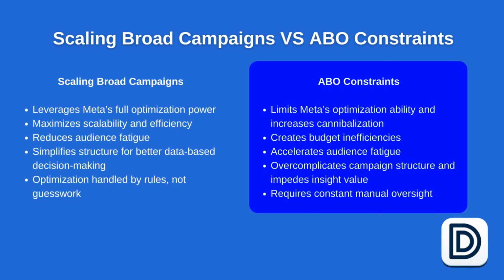But let's get back to the old way of doing things, the ABO. The constraints of ABO is that it really limits Meta's optimization ability and increases cannibalization exponentially. This creates budget inefficiencies and accelerates audience fatigue. It overcomplicates campaign structure and impedes insight value, and requires constant manual oversight.